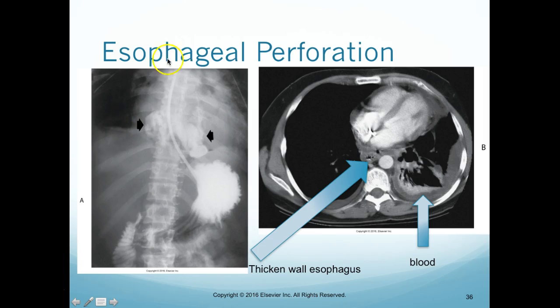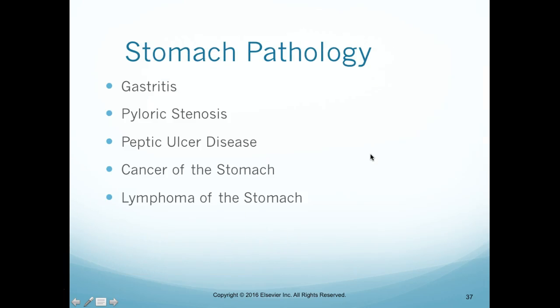So coming down here, we've got a feeding tube in, so you can see that we've got contrast leaking out, so that's not good. Here you can see the thickened wall of the esophagus, and there's some air right there, and you can see all this is blood. So this is not good. If you see this thickened wall like this, and there's some air right in there too, that's telling you that there is a rupture. You've got a perforation in your esophagus.